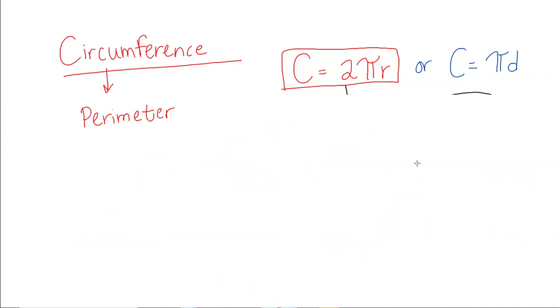I don't even know if I need to do any more. That's pretty much it. If you are going around a circle, that is called the circumference, which is a fancy word for the perimeter, and that's how you do it. Okay, let's go on to area.